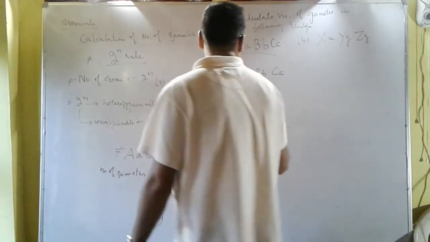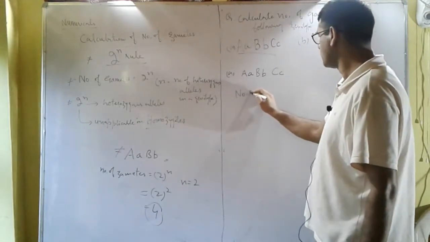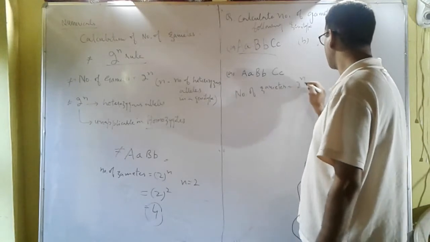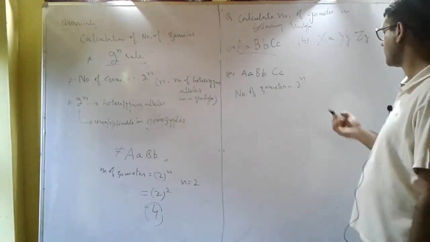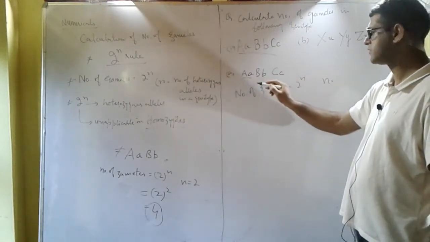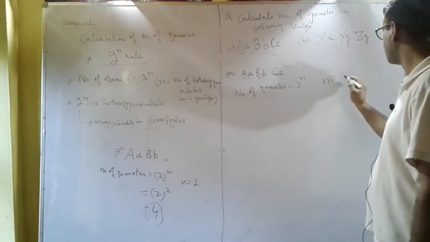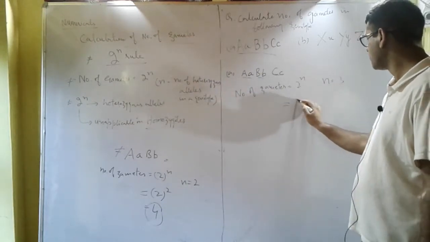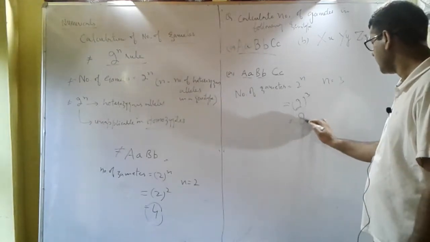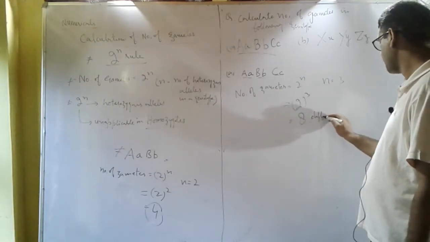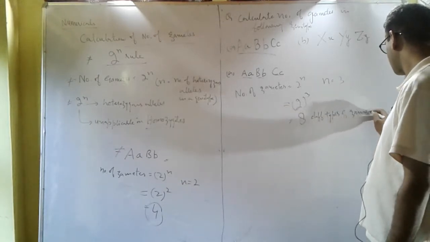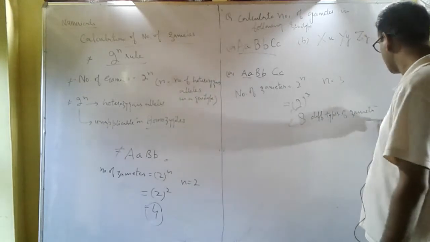So we have the first one, A. How many heterozygous alleles are there? Number of gametes: the rule is 2 raised to the power n, where n is equal to the number of heterozygous alleles. 1 heterozygous allele, second, third, 3 heterozygous alleles. So number of gametes is 2 raised to the power 3. So 2 to the 4 to the 8. 8 different types of gametes. This is the answer.